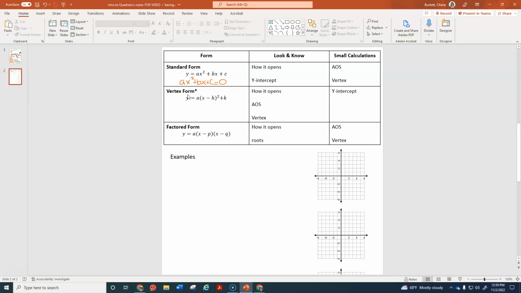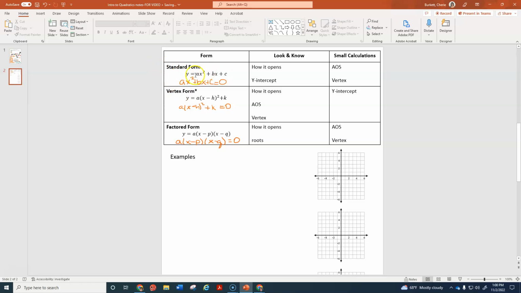Again, the vertex form might be written a and then parentheses x minus h squared plus k. They might have it equal to 0, and the same thing is true for this one. They might have the factors, and that might be set equal to 0. As a matter of fact, a lot of the times when we're working with this, that is the first thing we're going to do, is set it equal to 0.